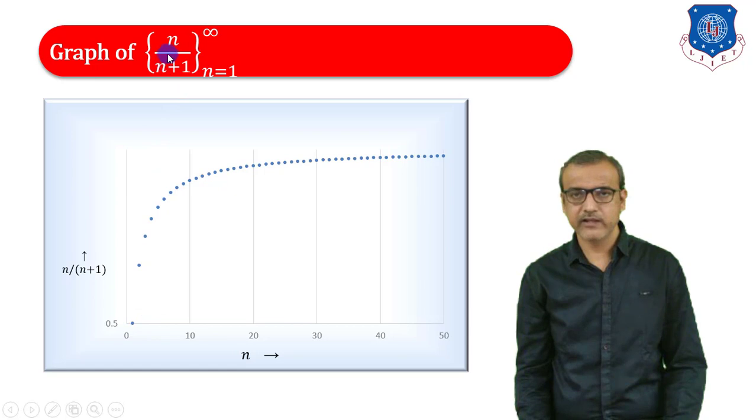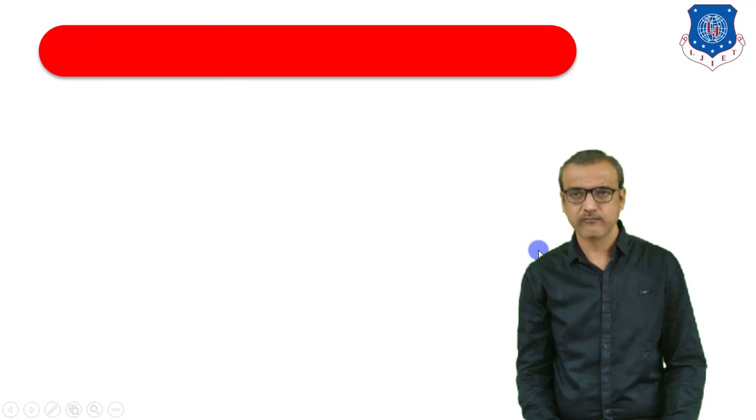Similarly, for n equals 2, you get 2 over 2 plus 1, that is 2 over 3. Similarly, for different values of n, you get the values of Un, and if you plot them in the xy plane, you get this sequence. You have to take n on the x-axis and Un on the y-axis.